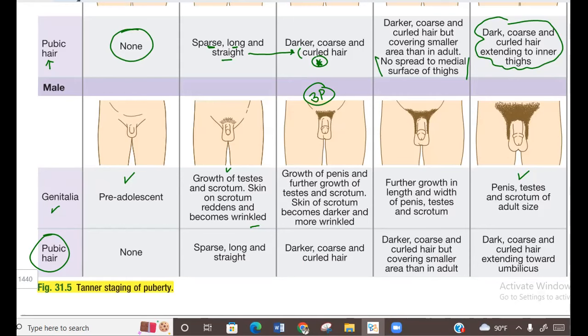The last one is the pubic hair. In stage 1, there is no development of pubic hair. In stage 5, there is dark, coarse, and curled pubic hair which extends towards the umbilicus. In the case of female, we learned the word medial thigh. If the pubic hair involves the medial thigh, that is adult. In male, when the pubic hair starts to grow towards the umbilicus, that is adult-like.